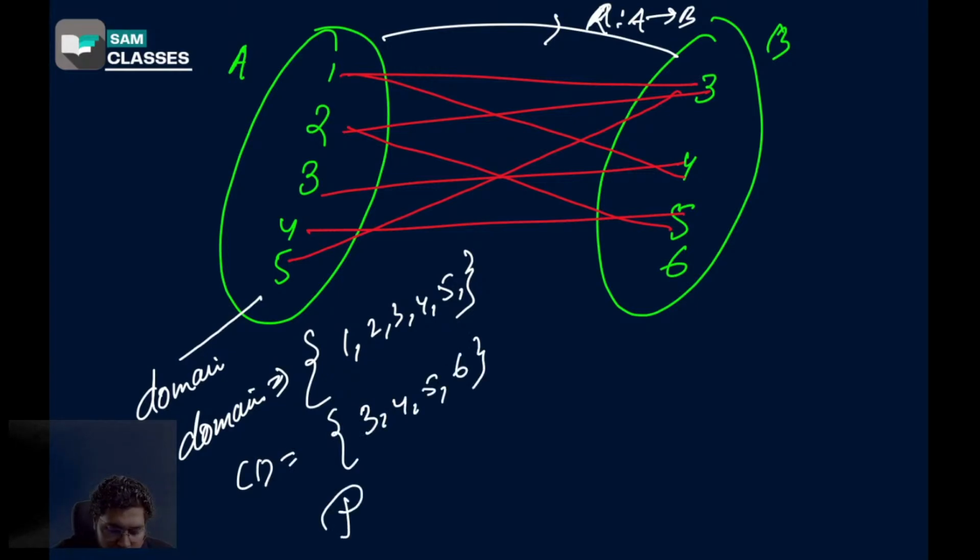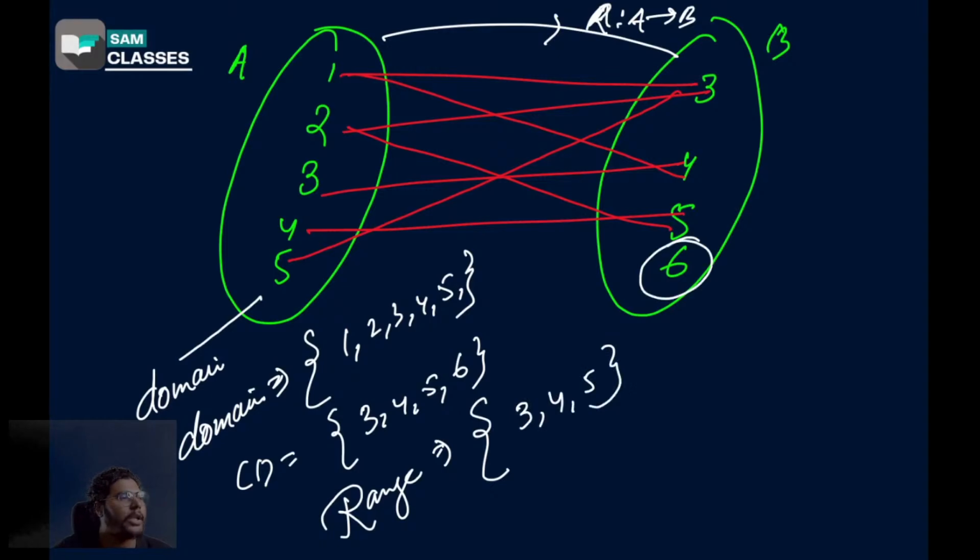And what is range, student? The elements in B which are participating in the relation. 3, 4 and 5. See, 6 is not matched with anybody. So 6 is not participating. Correct? So that's why 6 is in the codomain but not in the range.